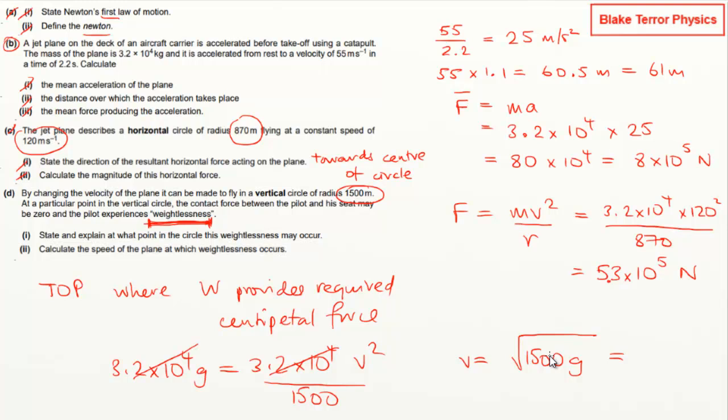So 1500 times 9.81 is that. Square root it, and we've got 121 meters per second. So 120 meters per second, two significant figures. Yes, a lot of calculations in that. That was a bit more interesting than the last one, although fairly standard calculations, but it's still nice to go through the process.